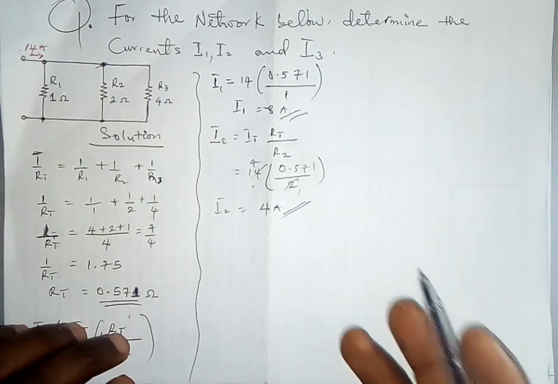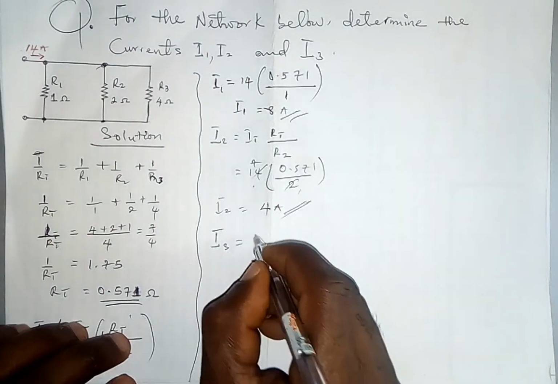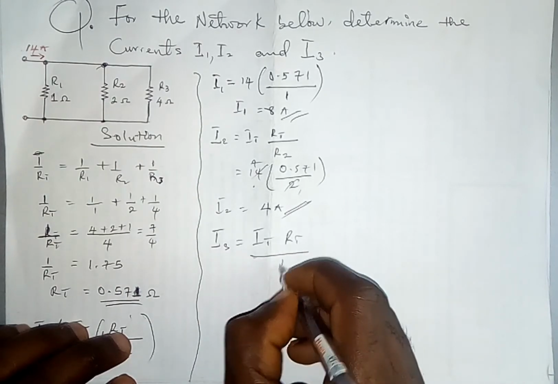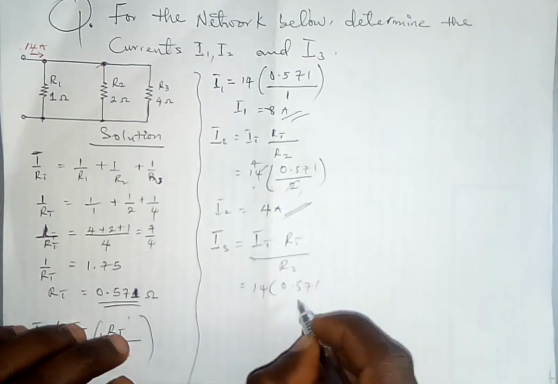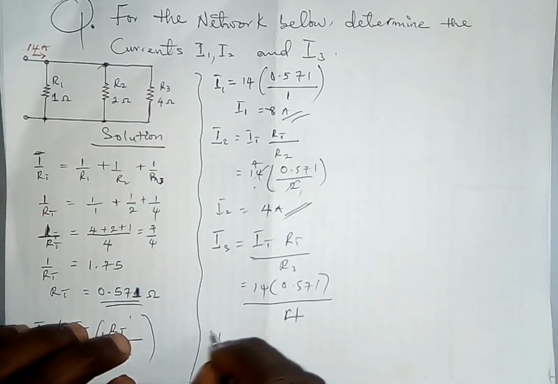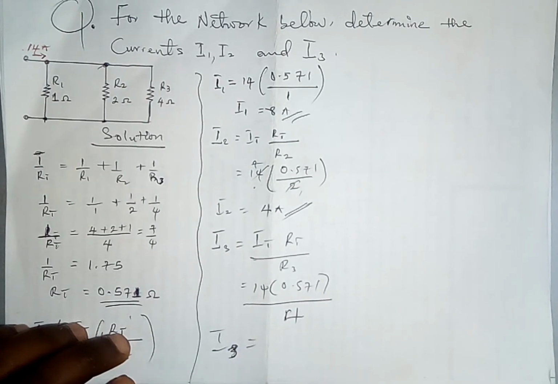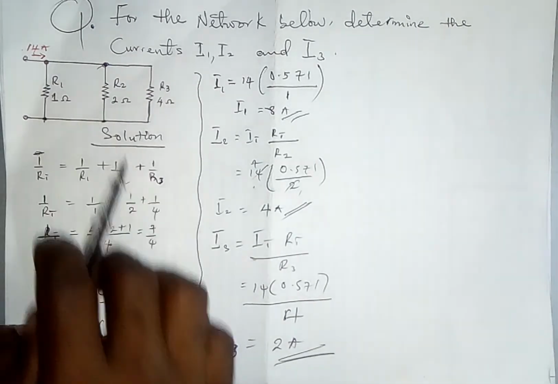Now we should try the third one. Our I3, on the other hand, is going to give us the same thing by repeating the formula: IT times RT over R3. So we're going to have 14 into 0.571 over R3, which is equal to 4. By punching our calculator, we should have approximately 2 ampere. So I think that's all on the current that flows through each resistor in a parallel circuit.